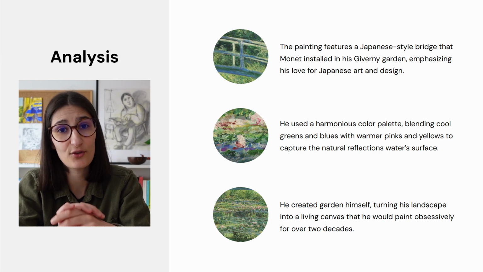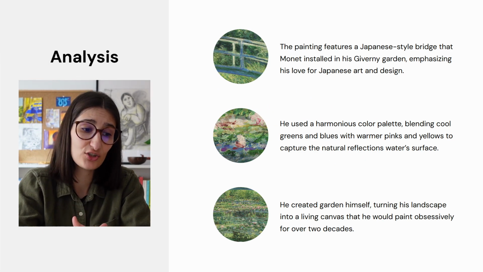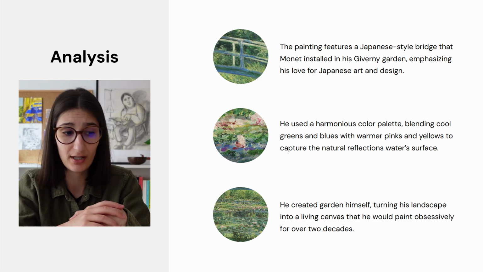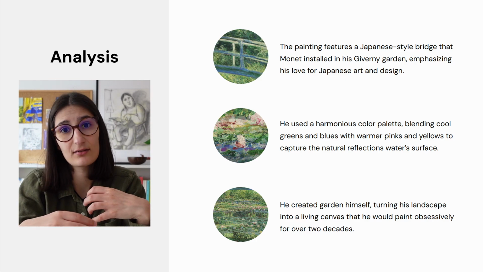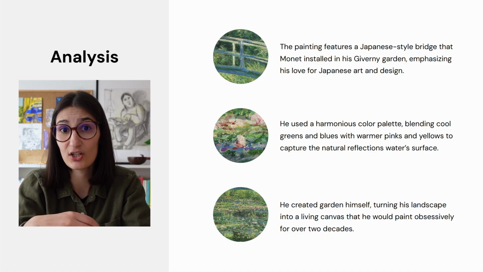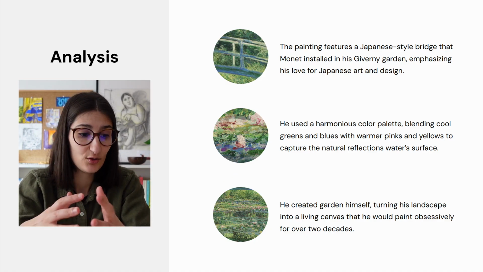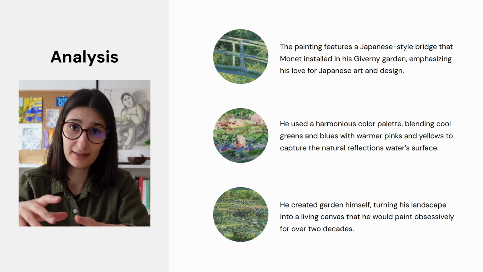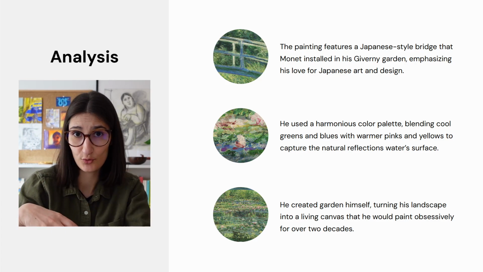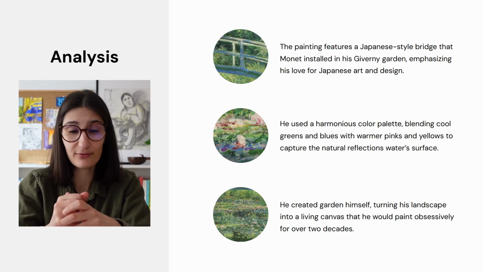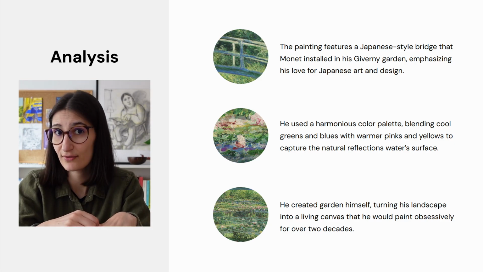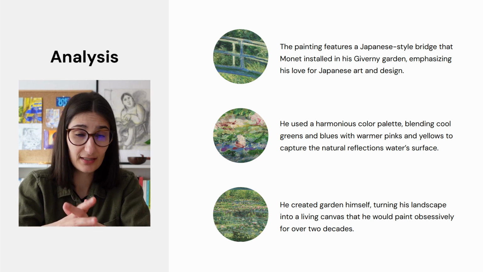Now let's analyze three elements. The painting features a Japanese-style bridge that Monet installed at Giverny Garden, emphasizing his love for Japanese art and design. He used harmonious colors, blending cool greens and blues with warmer pinks and yellows to capture the natural reflections on water's surface. He created the garden himself.